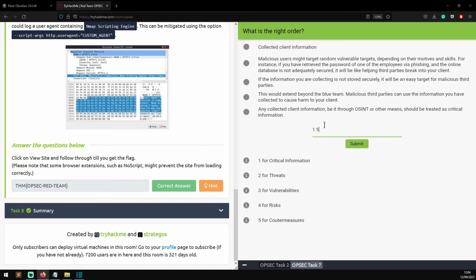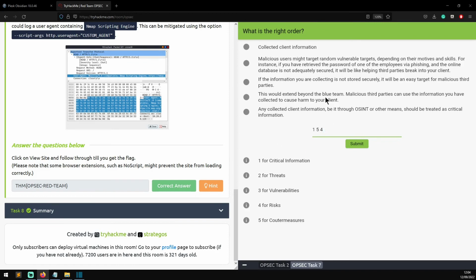I feel like this could have been more to the point. It's very vague. If the information you are collecting is not stored securely, it will be an easy target for malicious third parties, and this apparently is 4 for risks. Yeah, okay, it's a risk.